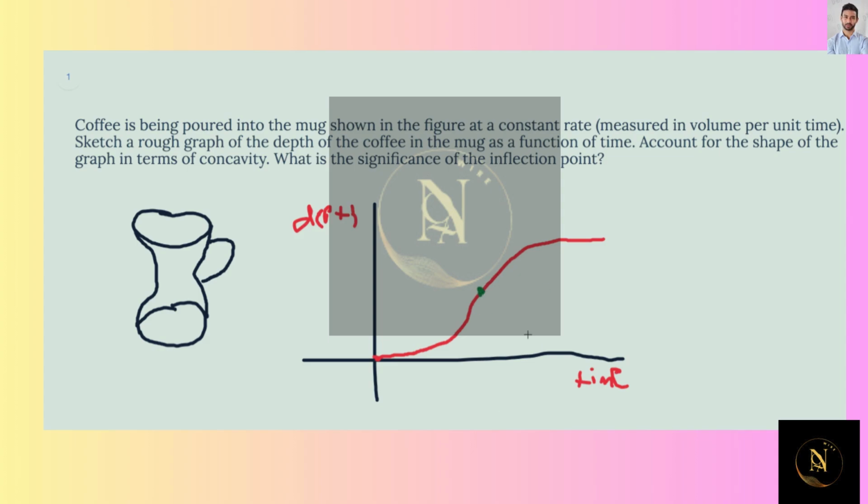The significance of the inflection point is that at this point, the coffee is being filled up faster than at any other point. The depth of the coffee in the mug is increasing at a faster rate than at any other point in the mug. That's the interpretation of the inflection point, and that's what's really neat about it. It tells us about the fastest rate, and tells us a lot about different situations. In this case, it tells us that the depth of the coffee is increasing at a faster rate than at any other point.